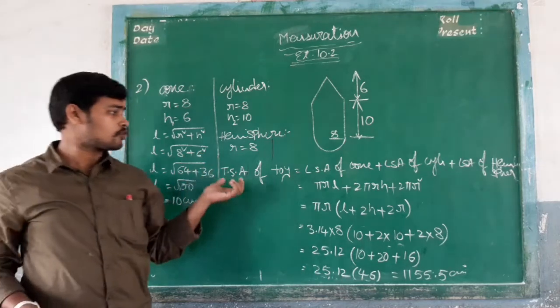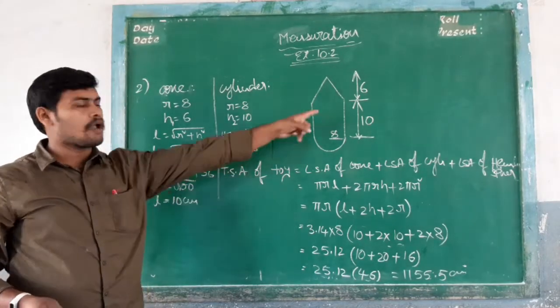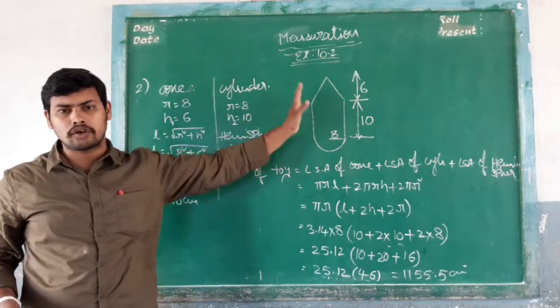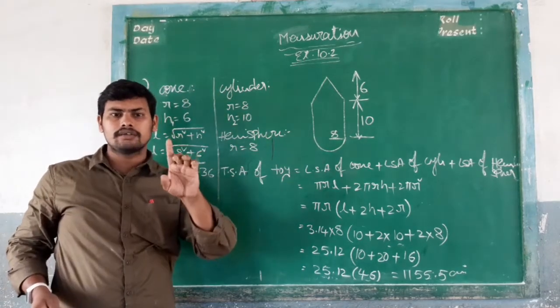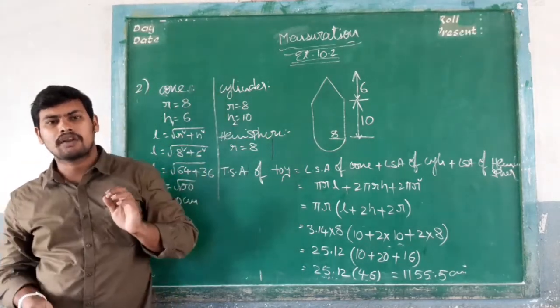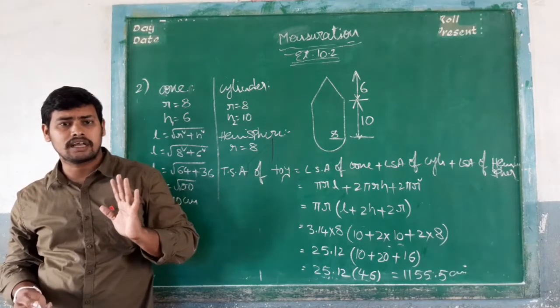So he asks for the total surface area of the toy, but you have to calculate the lateral surface area of each solid. If there is a single solid and he asks to find the total surface area, you have to calculate the total surface area. Okay.